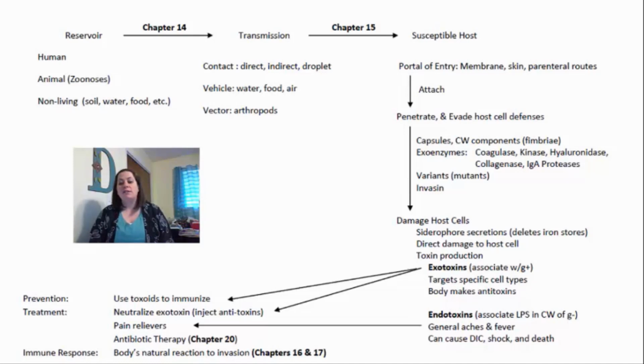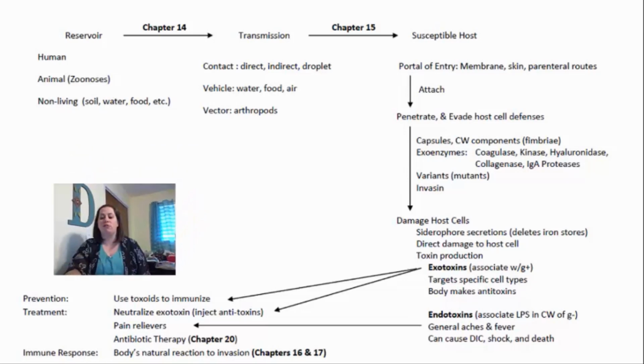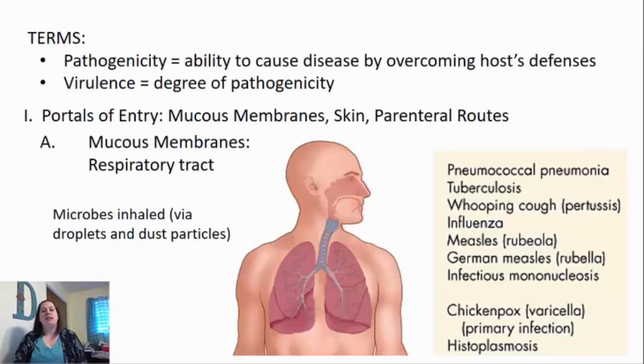With endotoxins, these are going to cause your general aches and fever. This is normally handled with pain relievers. All right, and so we want to be able to see this progression as we go through the susceptibility of the host in order to look at treatments, which we'll talk about in further chapters. So pathogenicity is the ability to cause disease by overcoming the host's defenses. So it's the ability of the organism to overwhelm your defenses. Virulence is the degree of the pathogenicity.